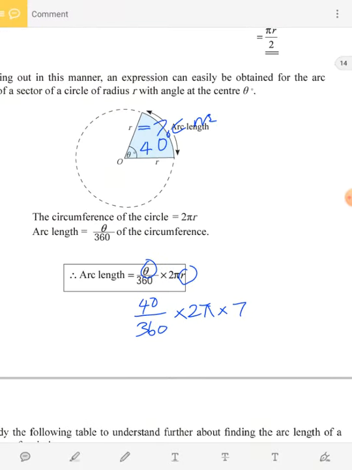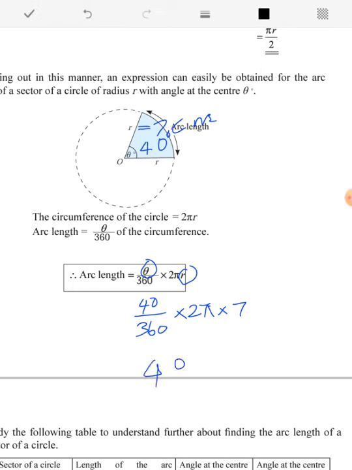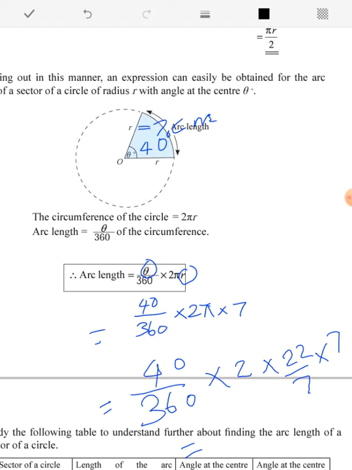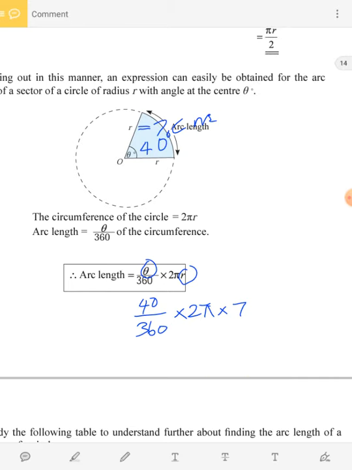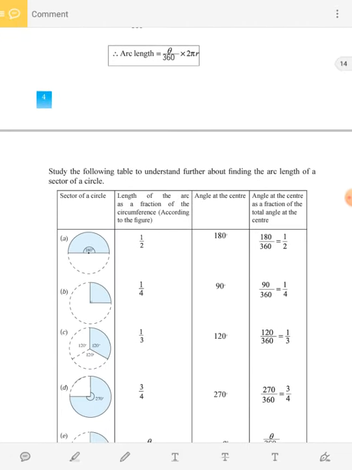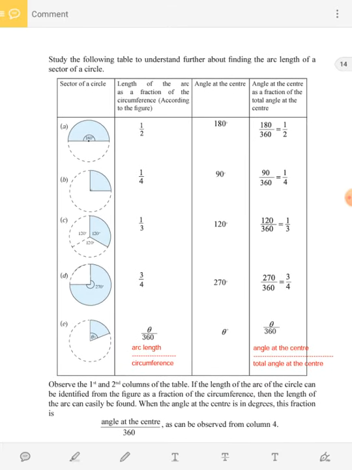Then you can continue this one: 40 upon 360 times, instead of pi you can write 22 upon 7, times 7. Then you can solve and get the answer, and from that you can find the arc length. Hope this one is clear to you. In the next class we can do a few examples, followed by the exercise.